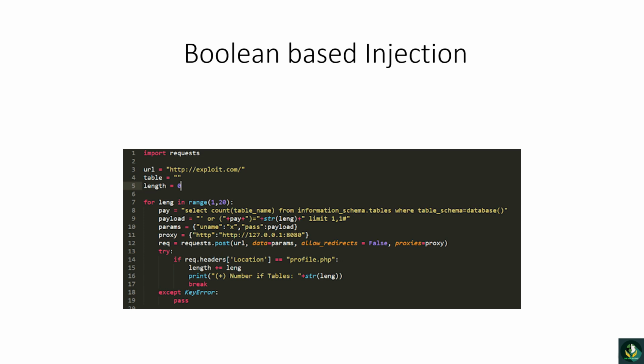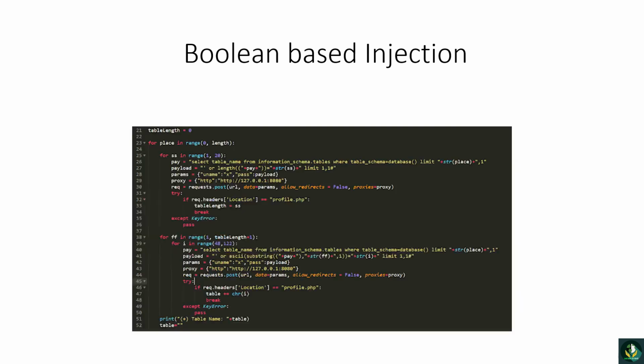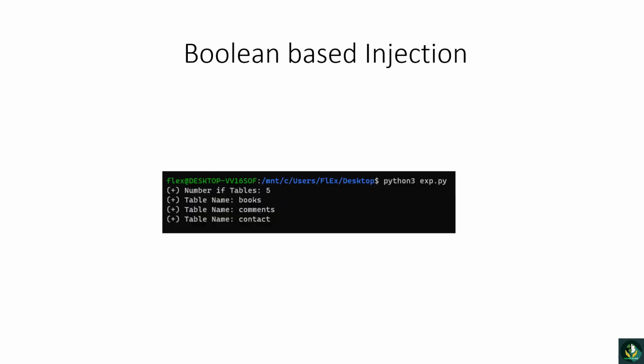That loop will go through numbers like 48 to 122, which are ASCII values that contain numbers, letters, uppercase and lowercase, and some special characters. The script will then print the name, and the final result will be similar to this. So we just dumped the table, and we can use the same process to dump the column names and dump the data of the columns. So it's pretty easy, as you can see.